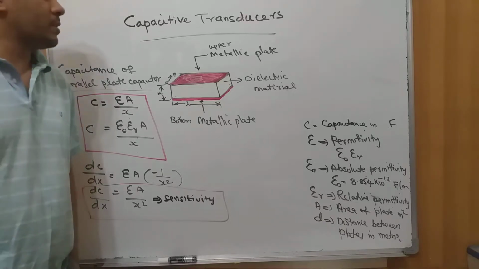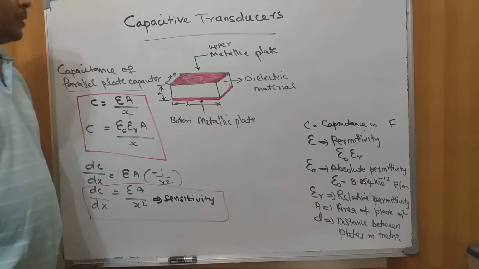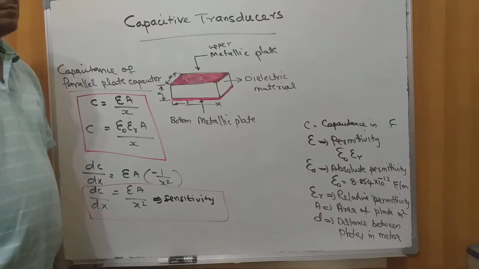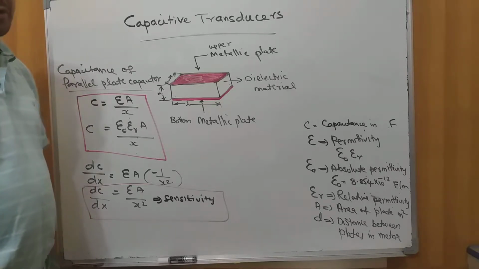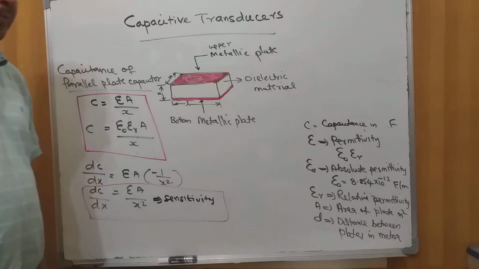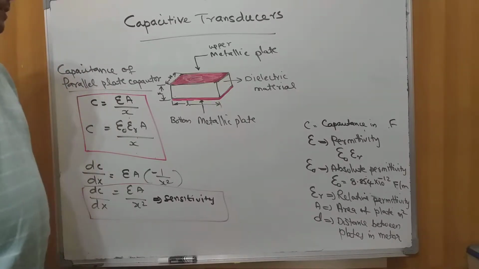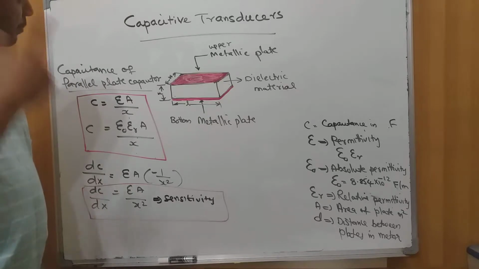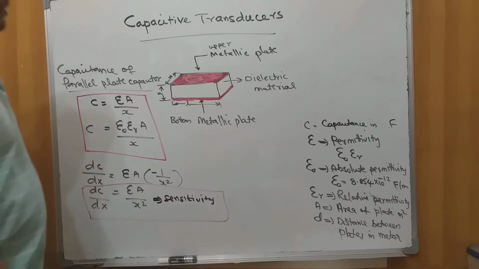Today we are going to discuss capacitive transducers. Capacitive transducers are another type of transducer like the inductive transducer. In this case, the basic principle of capacitance is used to transform a physical form of energy into an electrical signal. These types of transducers are used for linear or angular displacement. So let us look at the structure of a capacitive transducer.